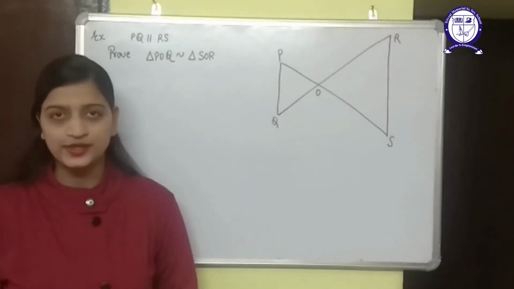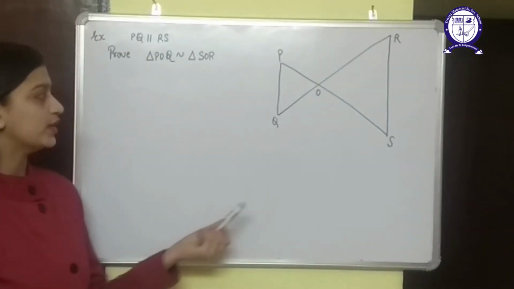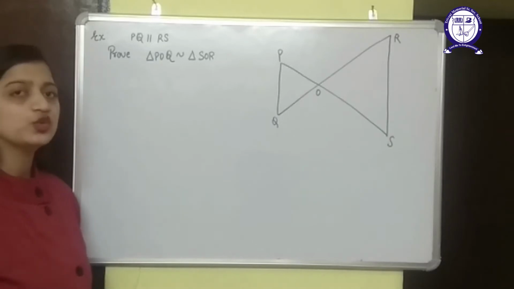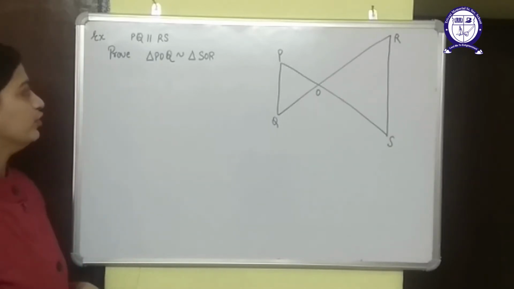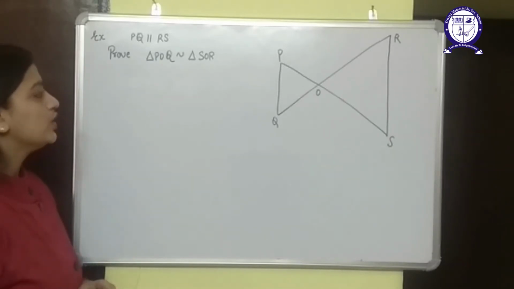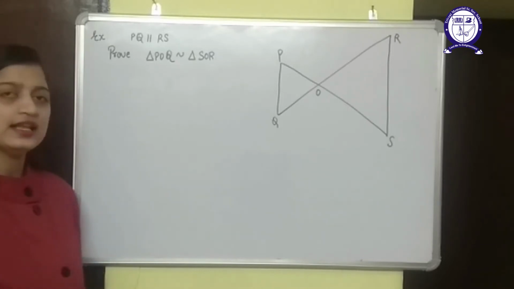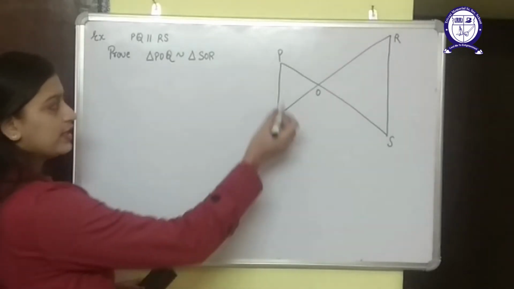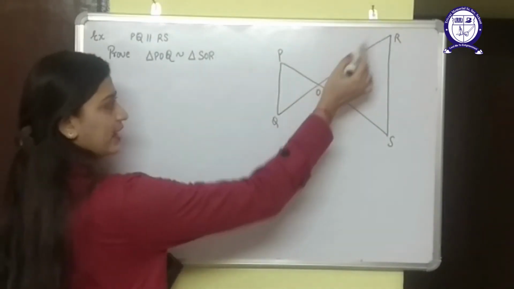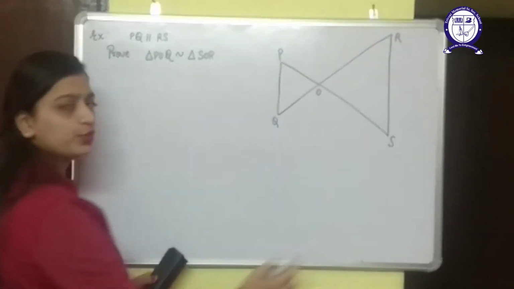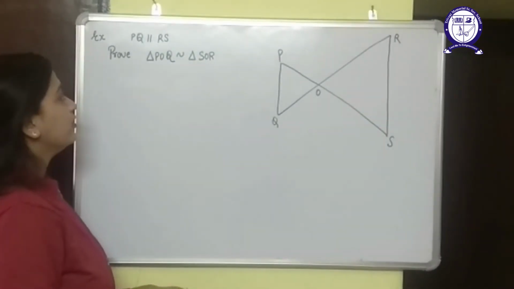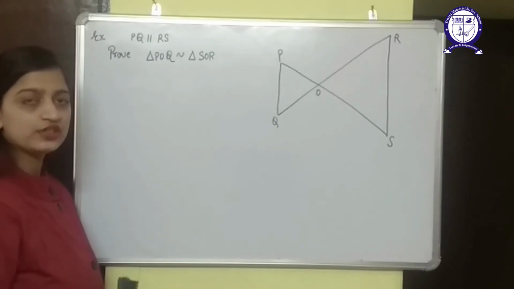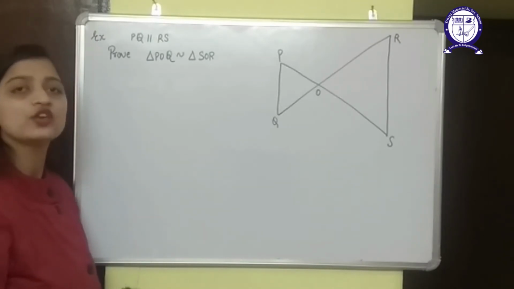The first example is, a figure is given to us. It is something like this, and it is said PQ is parallel to RS, and we need to prove triangle POQ similar to triangle SOR. These are the two triangles POQ and SOR which we need to prove similar, and we are given that PQ is parallel to RS. Now the proof of the question will be similar to that of congruent triangles.